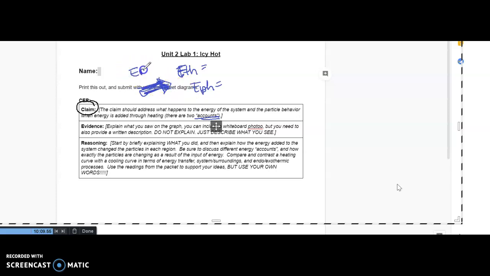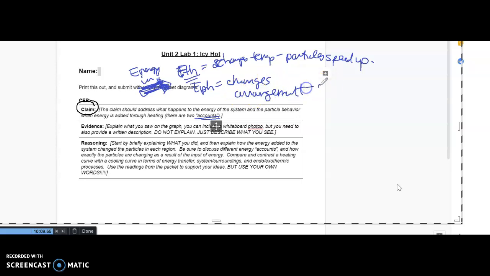When I put energy in, it goes into one of two places. It either goes to the thermal account, so it changes temperature and the particles speed up, or it changes the arrangement of the particles, and there's a phase change, solid to liquid to gas, all right? So whenever I put energy in, one of these things happens, but not at the same time. It kind of takes turns, okay?